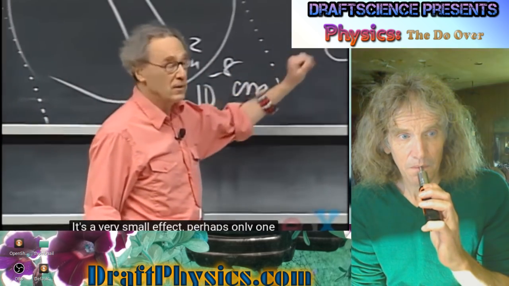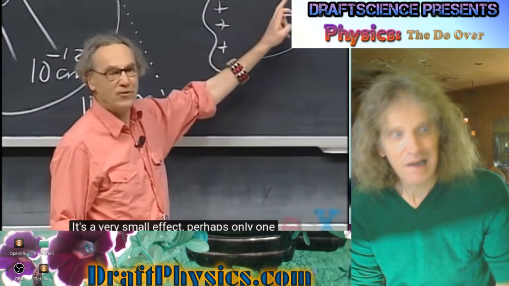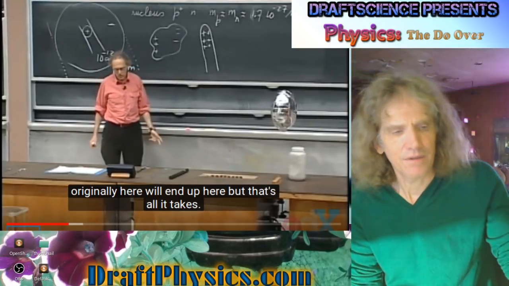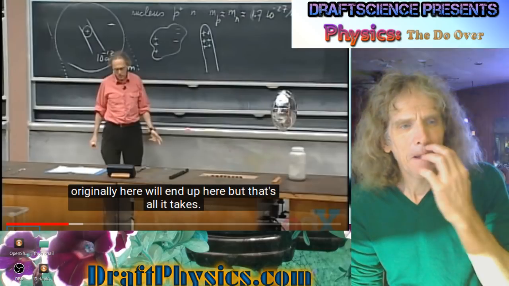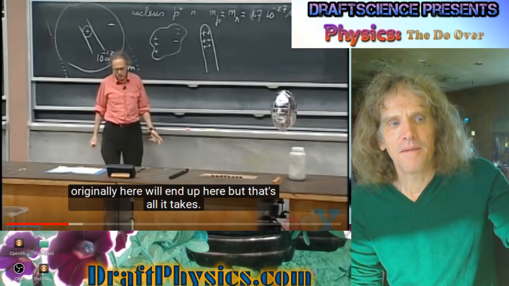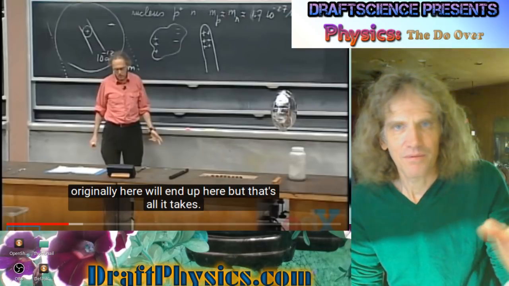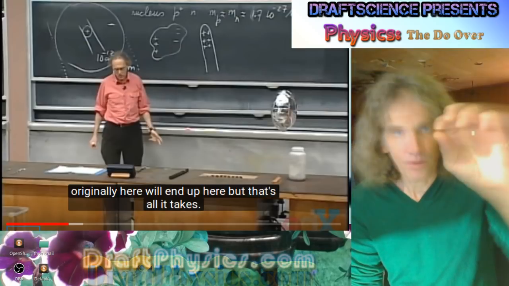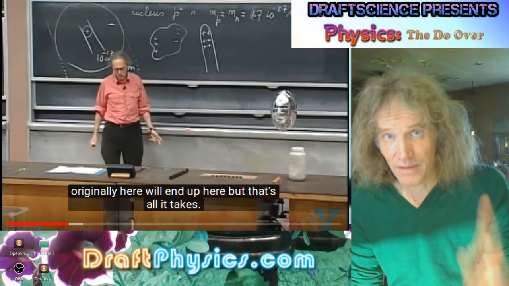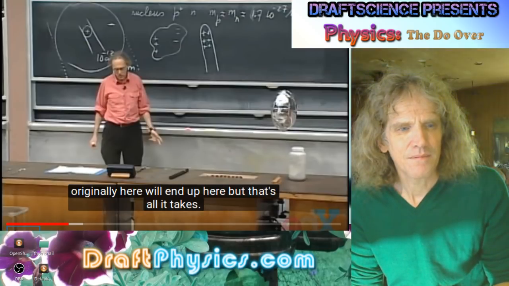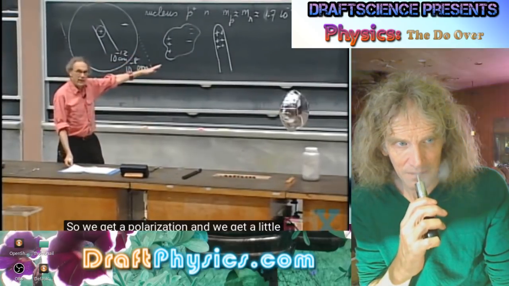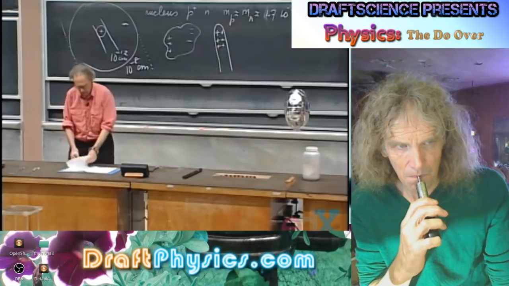It's a very small effect. Perhaps only 1 in 10 to the 13 electrons that was originally here will end up here. So 1 in 10 to the 13, which is something like 1 in a trillion. So obviously it's conceding it's a small amount of electrons, but the electrons really aren't what's causing the effect. The polarization of the atoms is what's causing the effect. The pressurization of the atoms. That's all it takes. So we get a polarization, and we get a little bit more negative charge on the right side than we have on the left side.